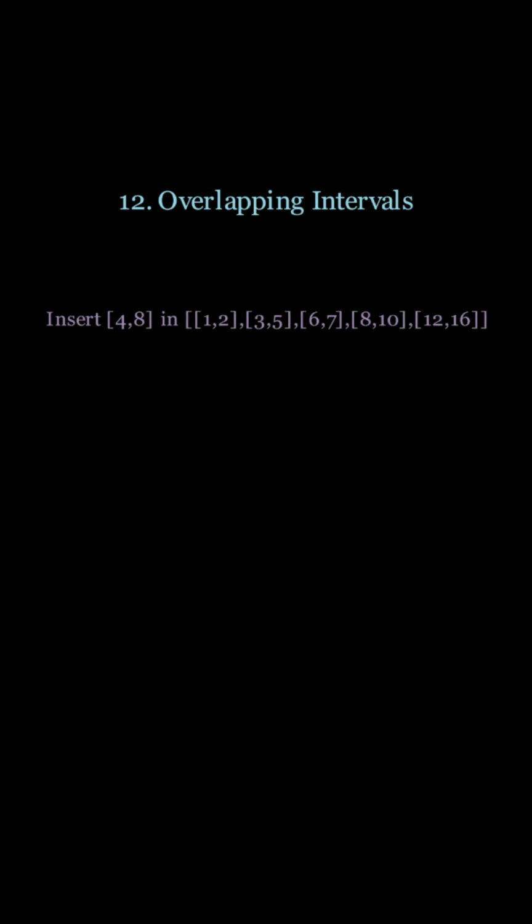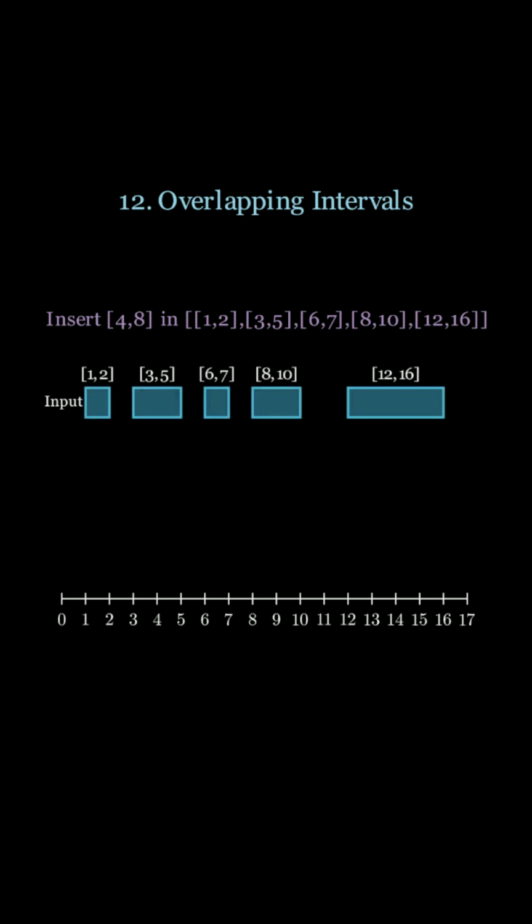In this case, I want to insert the interval 4-8 into the list of intervals. Let's draw that out. This is the input. Now let's add the interval to add in, which is 4-8. So first we start by scanning 1-2. There's no overlap there, so for the output, I just carry 1-2.